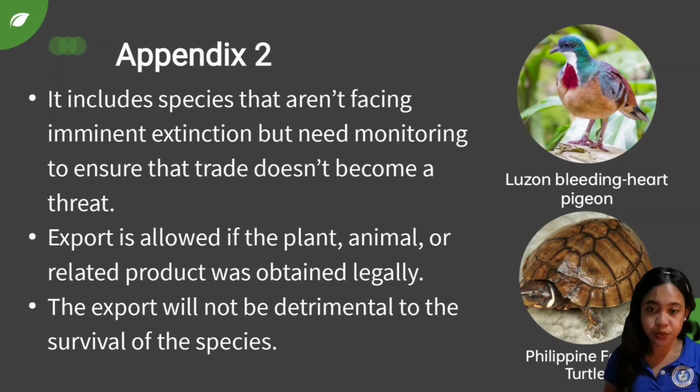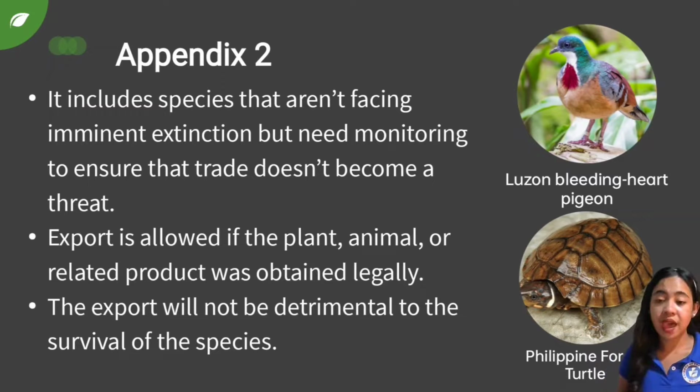For Appendix 2, it includes species that aren't facing imminent extinction but need monitoring to ensure that the trade doesn't become a threat. Second, export is allowed if the plant, animal, or the related product was obtained legally. Lastly, the export will not be detrimental to the survival of the species. We have here Luzon bleeding-heart pigeon and the Philippine forest turtle.